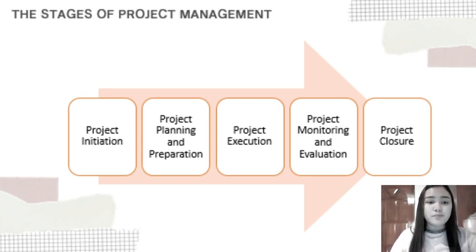Just a recap, these are the stages of project management. So you are done with project initiation. Next is the project planning and preparation. This is where you are. Next is the project execution. In this phase, you will have the project proposal, and then the project monitoring and evaluation, and lastly, the project closure.